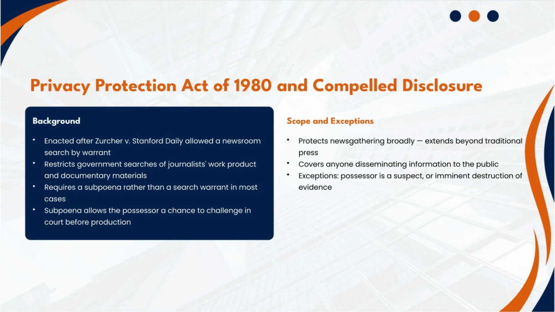So Congress passed the Privacy Protection Act of 1980. It restricts government searches and seizures of work product and documentary materials held by people intending to disseminate them to the public. Journalists, publishers, and by modern interpretation, potentially bloggers and others. The rule is essentially use a subpoena, not a search warrant. A subpoena lets the recipient object in court first. A warrant lets agents walk in and take.